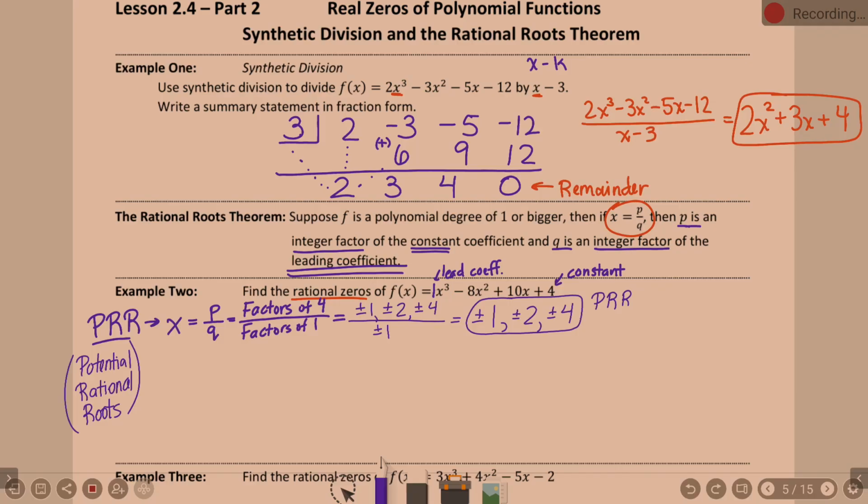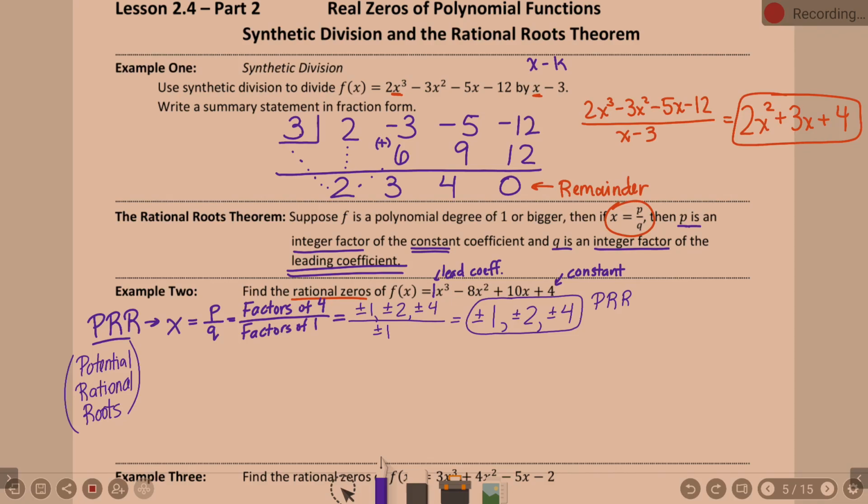Now, there's a couple different ways we could proceed from here. We need to figure out which of these 6 work. The name of the game today is synthetic division. An option is to take each of these and try synthetic division. Not the option I'm going with, but that's the idea.